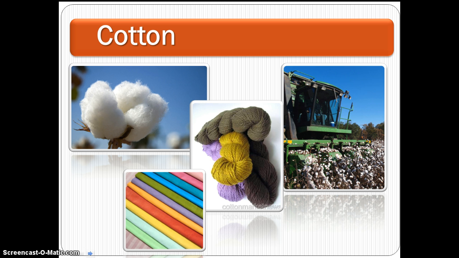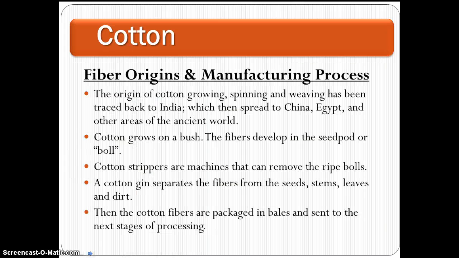We will focus on the plant and animal ones. Our first one to talk about is cotton. The origin of cotton growing, spinning, and weaving has been traced back to India, which then spread into China, Egypt, and other areas of the ancient world.